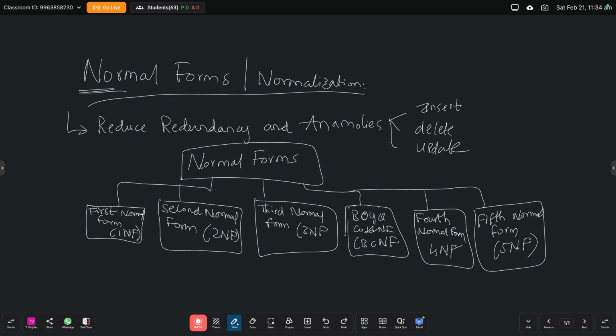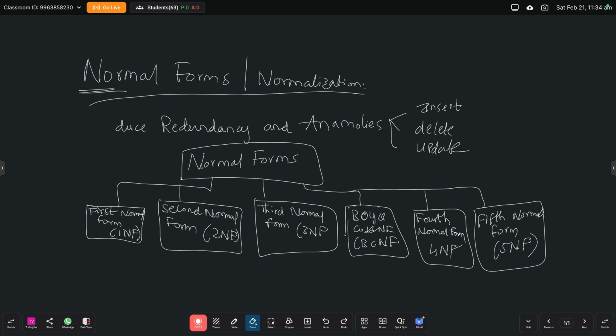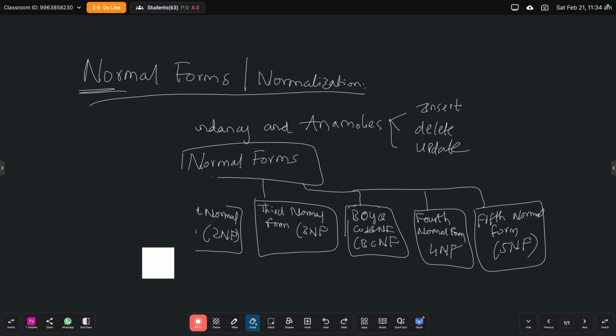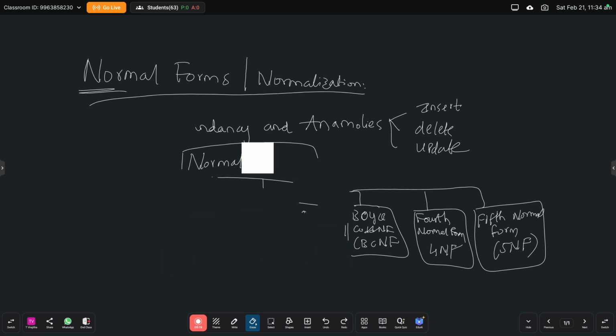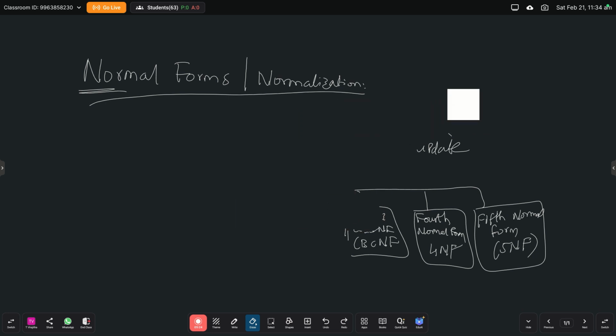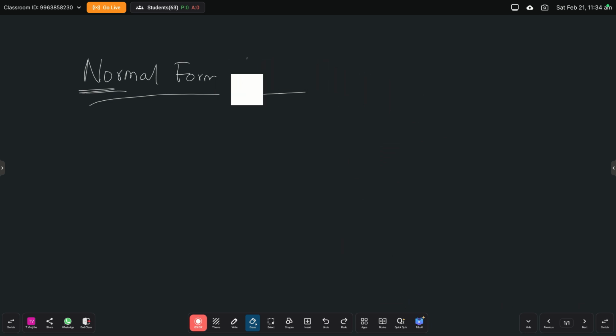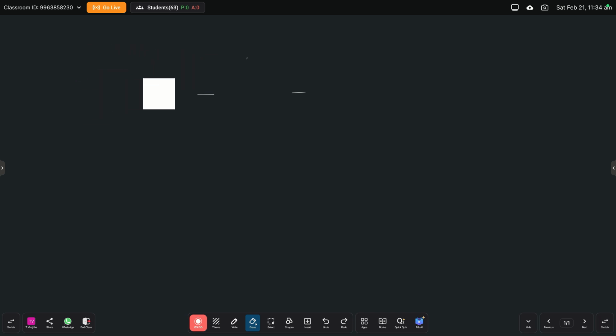So now what you have to do is completed. Mainly you are using it for reducing redundancy and anomalies. Now go with each and every normal form. First normal form. Definitions are most important. If you write the definition itself wrong, all the marks will be deducted. Clear?